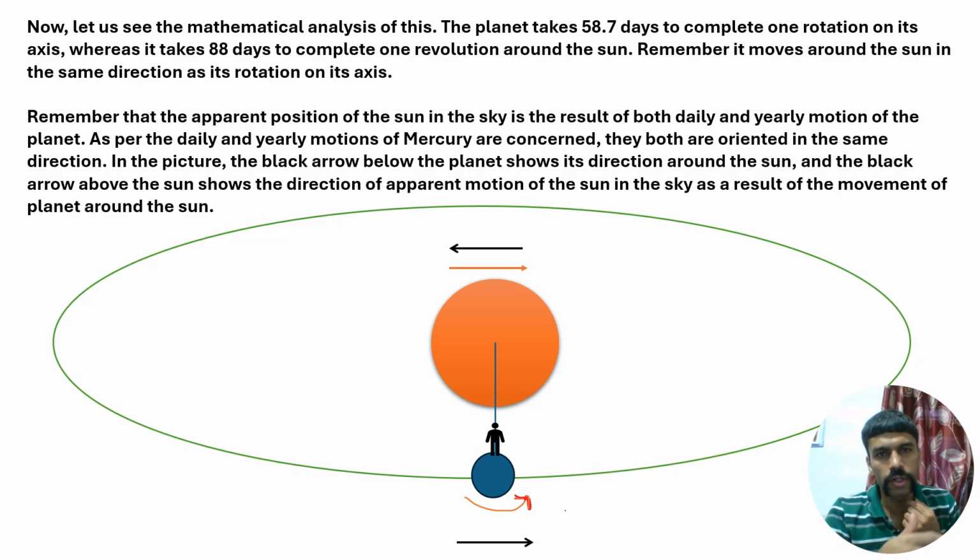Remember that the apparent position of the sun in the sky is a result of both daily and yearly motions of the planet. As far as the daily and yearly motions of Mercury are concerned, they are both oriented in the same direction. In this picture, the black arrow below the planet shows the direction of the sun and the black arrow above the planet shows the direction of apparent motion of the sun in the sky as a result of the movement of the planet around the sun.